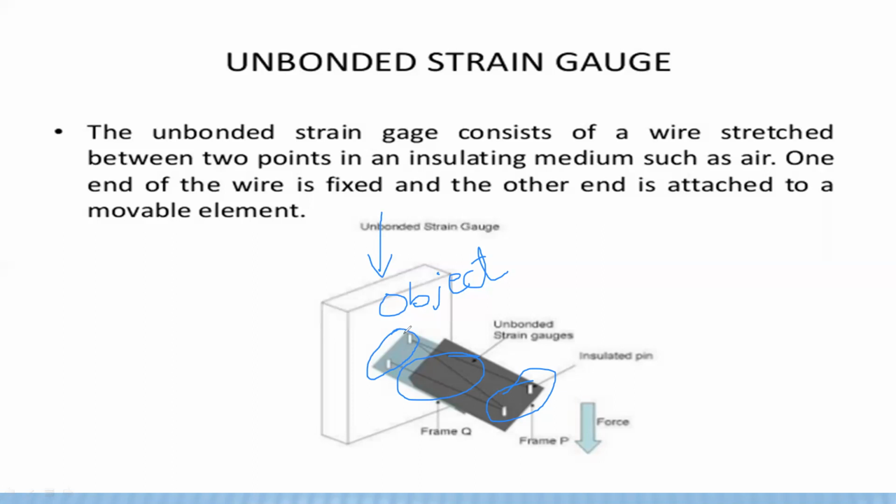The unbonded strain gauge wires are also elongated, which is why we can calculate how much stress or strain is acting on the body by measuring resistance. The resistance is developed on this strain gauge. We can calculate how much stress or strain is acting on this body by using resistance. So that is the overall working of the unbonded strain gauge.